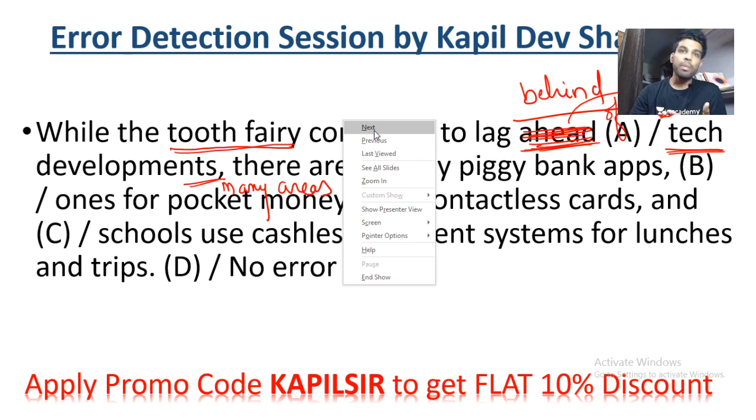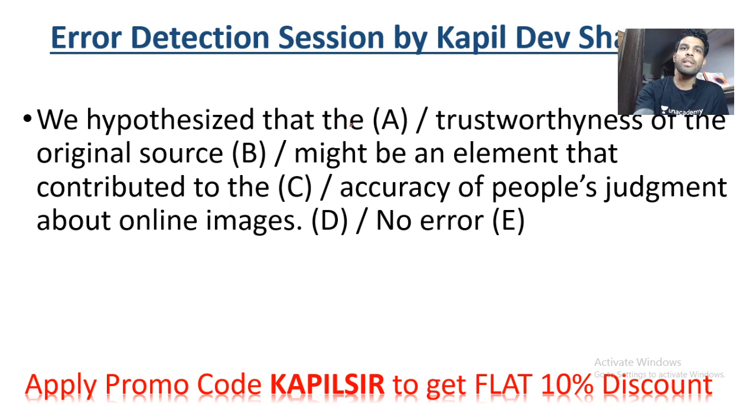Be unable to keep up. Yep. So, going ahead with the next one. We hypothesize that the trustworthiness of the original source might be an element that contributed to the accuracy of people's judgment about online images. Quickly. Going ahead.